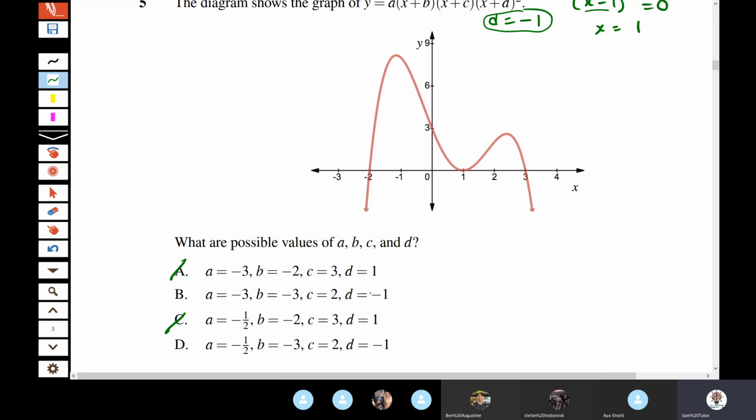Because remember, you're in multiple choice world, so why do you want to go work out b and c? It's already done. They're the same. Look, b's there, b's there, c's there, c's there. All you're interested in now is the a. Would a be -3 or -1/2?